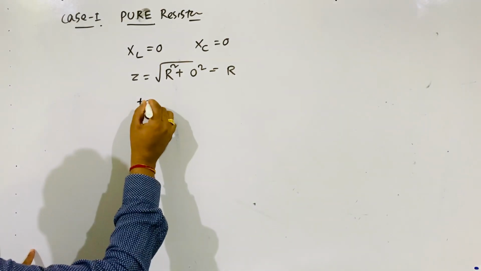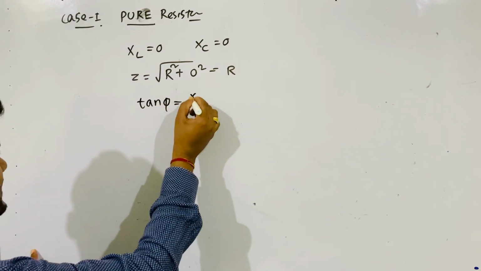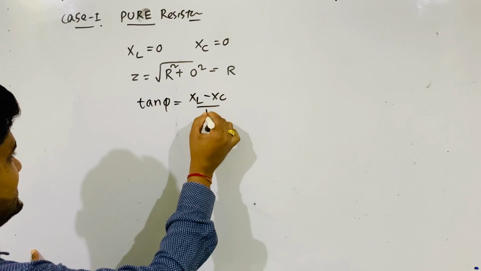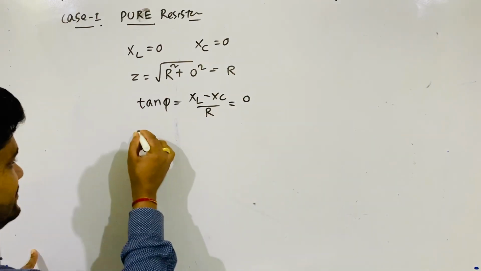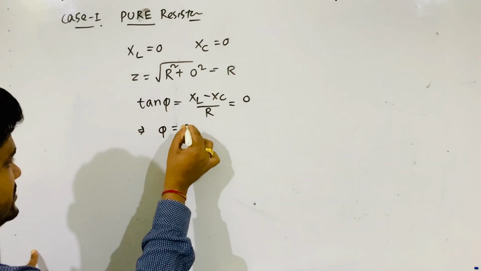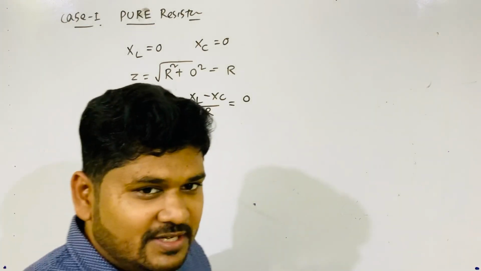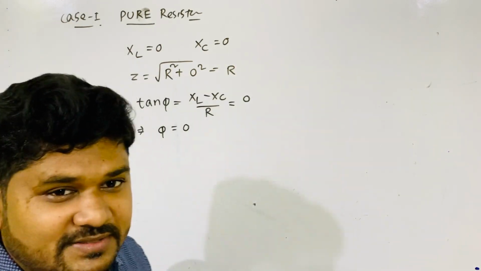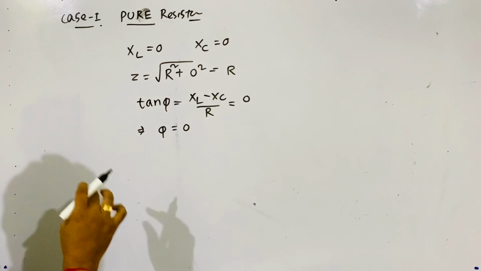What about tan phi? Tan phi is (XL minus XC) by R. This is 0. So what is phi? Phi is 0. Got it? Current and voltage are in the same phase. So like this. This is case 1.